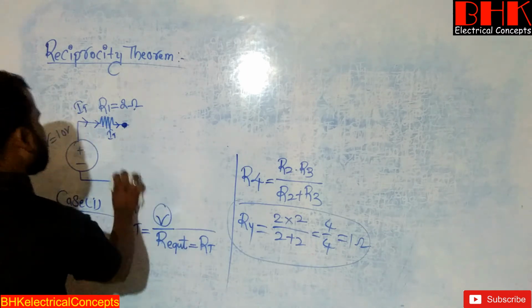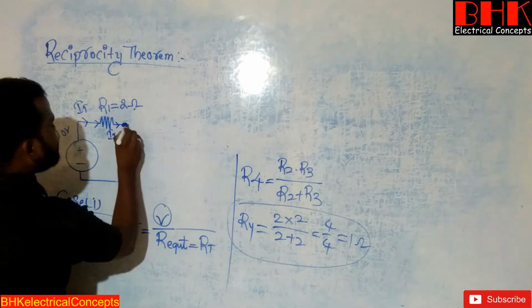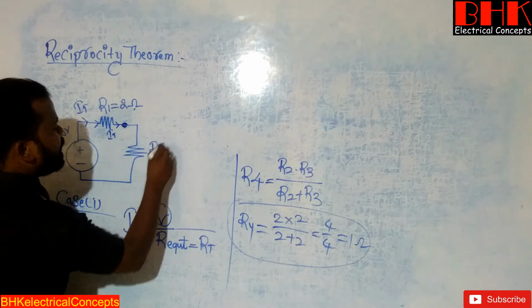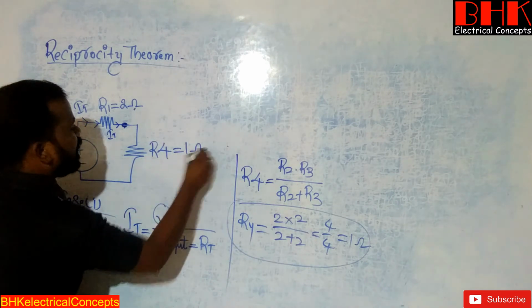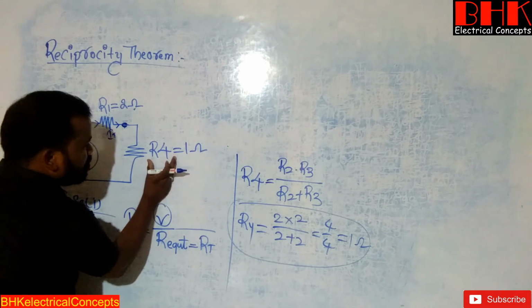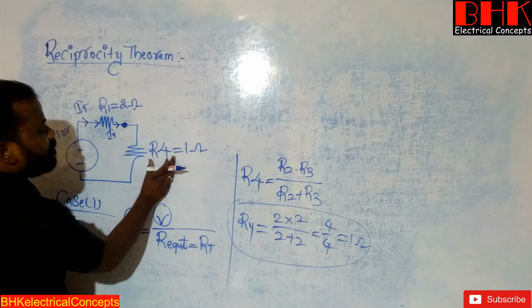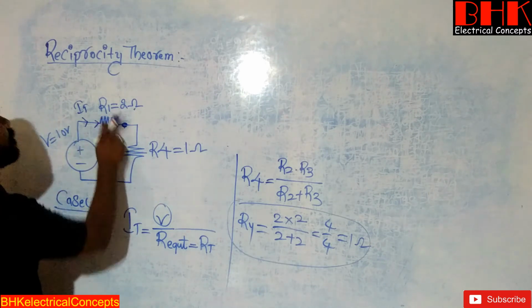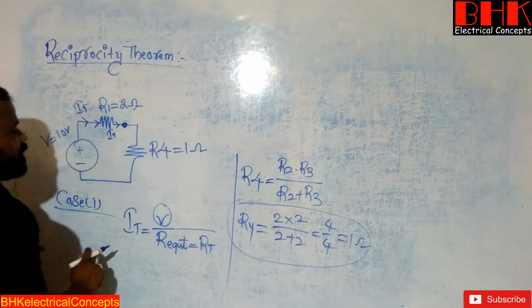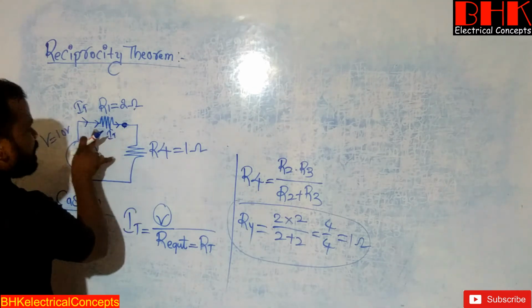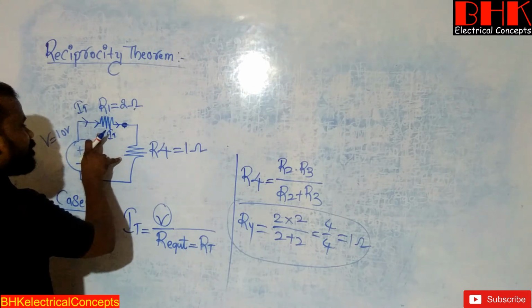Yes, now just see here. What I am doing here is, instead of the parallel combination of resistances, I am directly placing the value of R4 equal to 1 ohm. Now see here, after placing the R4 value instead of the parallel combination of R2 and R3, now R4 and R1 are both connected in series. Yes, so how to calculate the equivalent resistance of the series combination of R1 and R4?